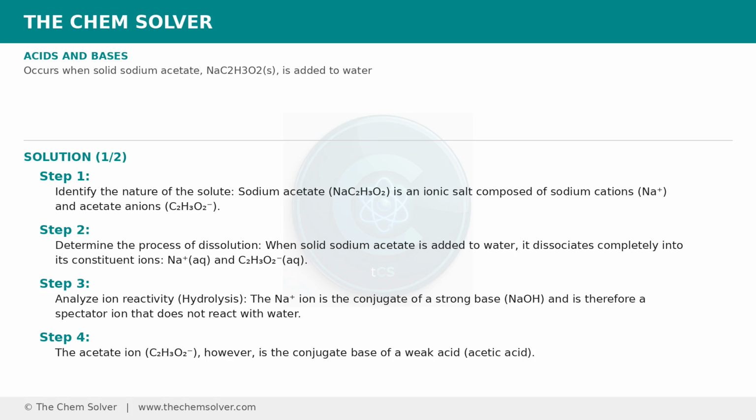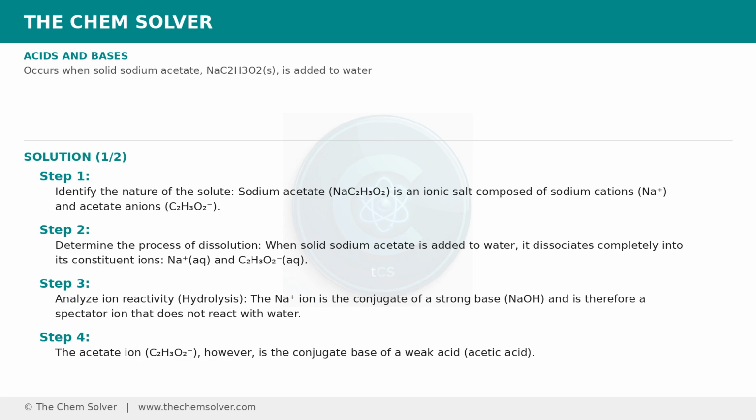Identify the nature of the solute. Sodium acetate, NaC2H3O2, is an ionic salt composed of sodium cations, Na+, and acetate anions, C2H3O2-. Determine the process of dissolution.